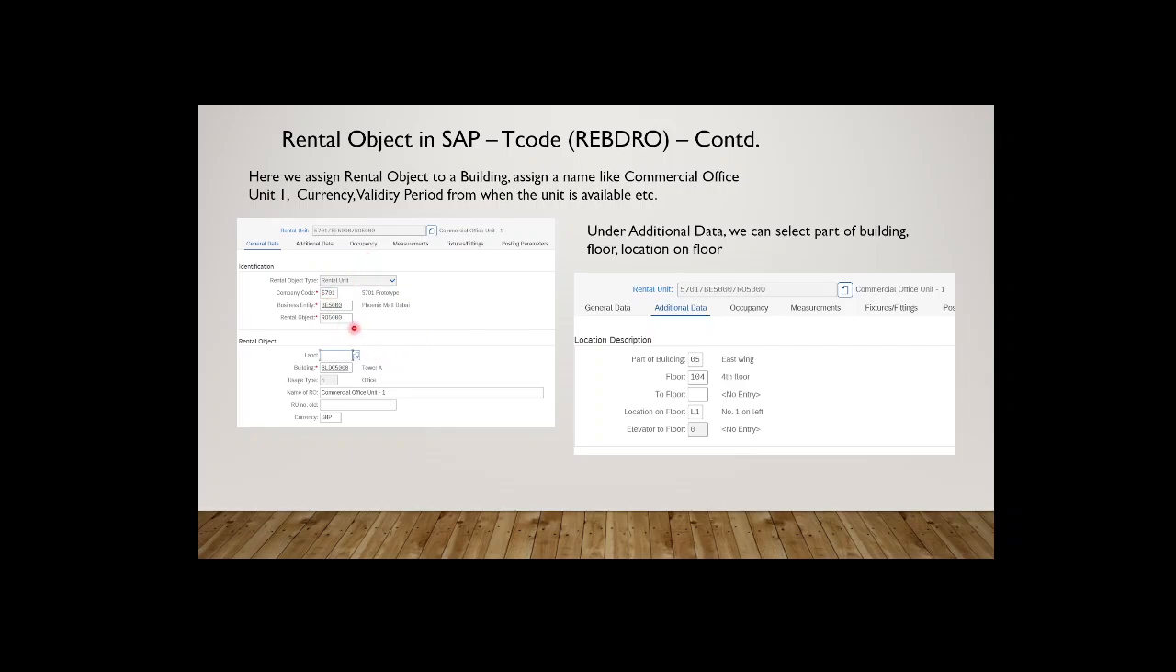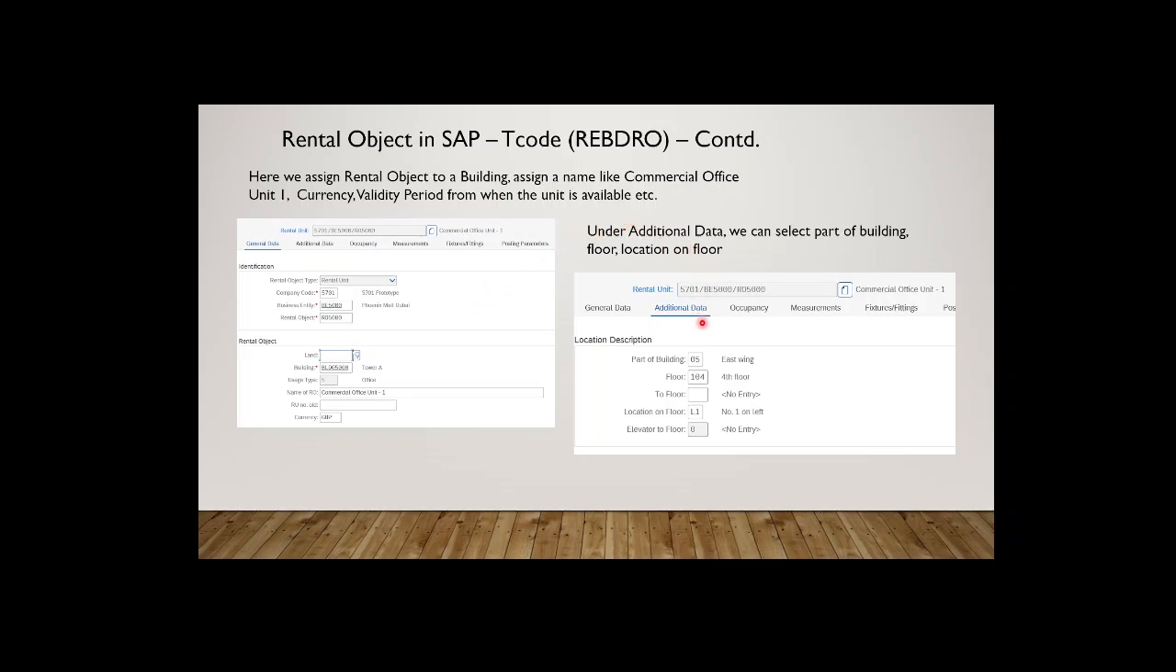Once you go inside, first we had assigned the rental object to a business entity. Now we also need to assign the rental object to a building or to a land. In my example, I am assigning it to a building and then giving the name of the rental object. Also you have to define a currency. The company code I am using for this test is created with the GBP currency, so by default it is picking up GBP. If you want to use foreign currency, it is possible. Otherwise, by default, it will pick up the company code currency.